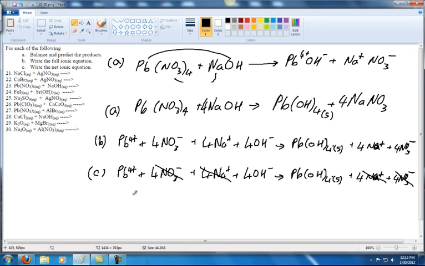And then we've got Pb4 plus, 4 OH minus, and that's going to give us Pb(OH)4 solid. And there you go. So that's the total answer there with regard to the net ionic equation.